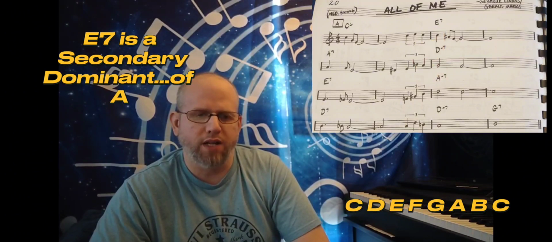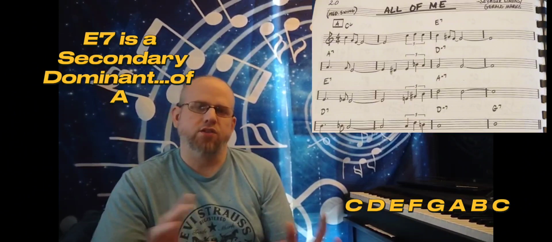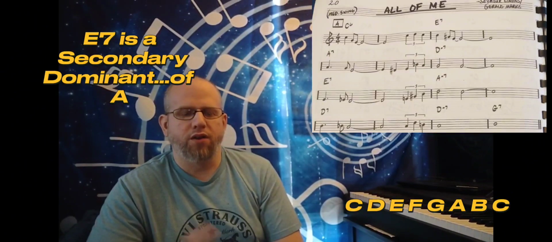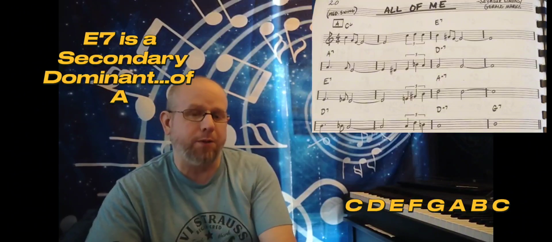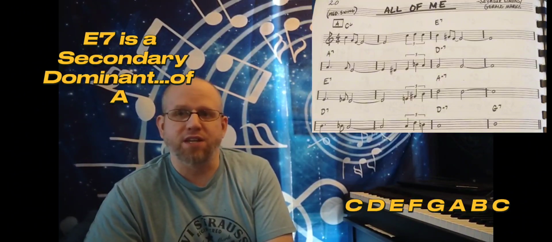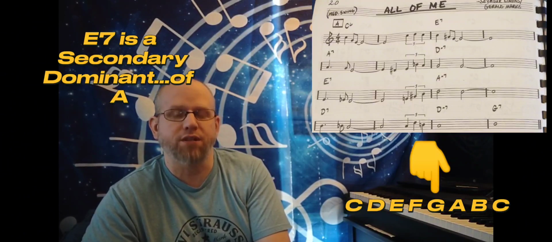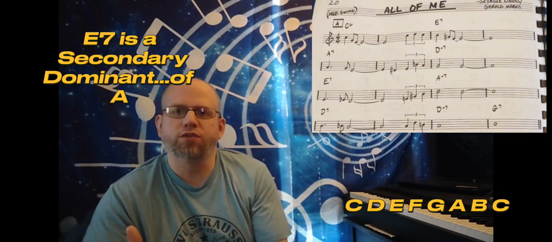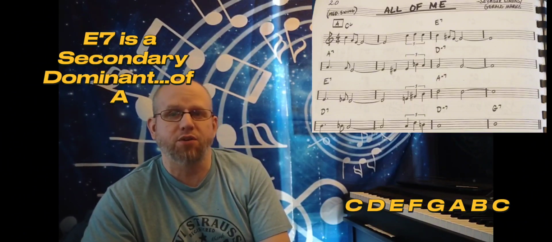And what's really cool about dominant chords is that you can throw them into progressions, into songs, where they're not actually in the key of the song. And that's exactly what they're doing here. The E7 is not the 5 of the key of C, right? As you can see on the screen, the 5 of the key of C is a G7. So the question is, what's up with the E7? The E7 is what we're going to call a secondary dominant chord.